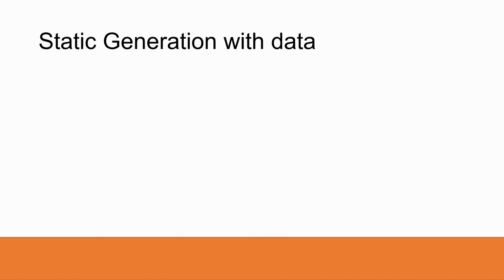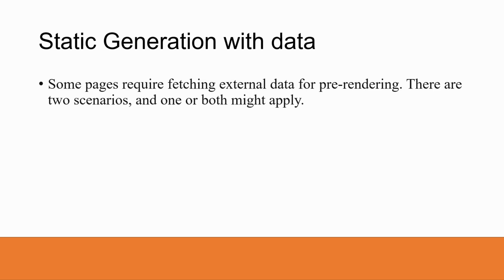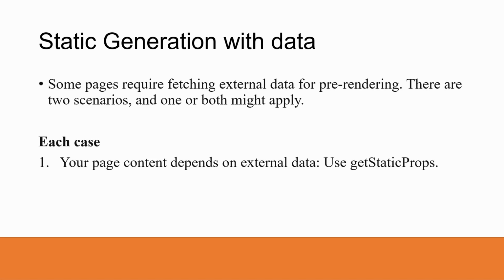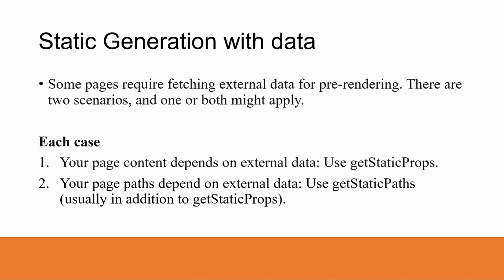The next method is static generation with data. Here we will get the data from an external source, and here also we have two scenarios. One scenario is we have to fetch from the external source only for page data. Another scenario is we have to fetch data from the external source for page data and to provide the routing for the page, or the path for the particular page. These are the two scenarios present within static generation with data.